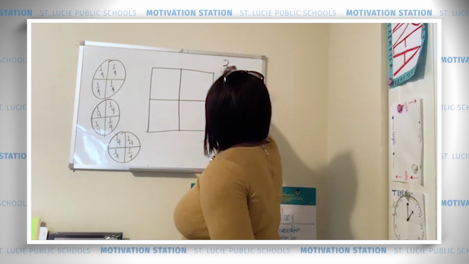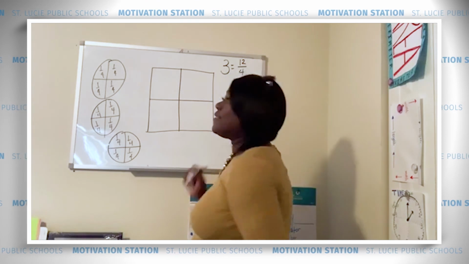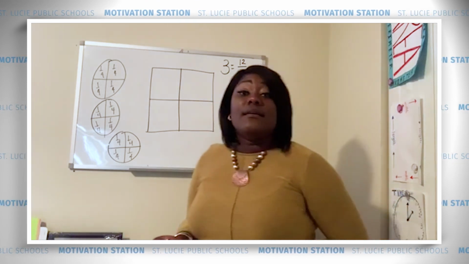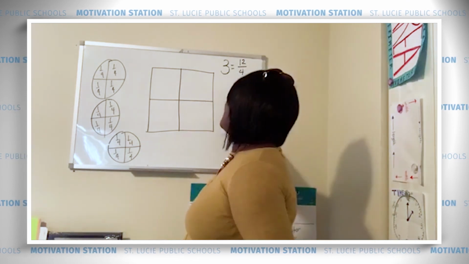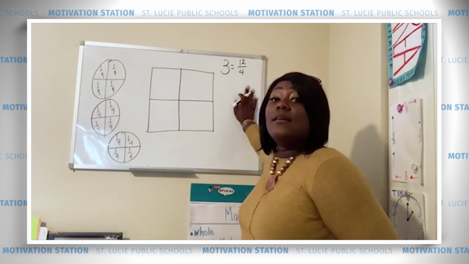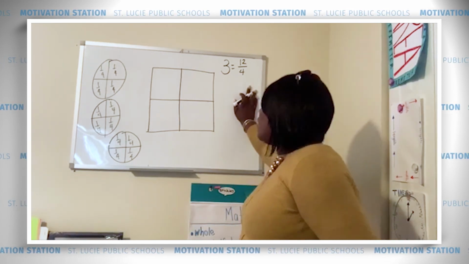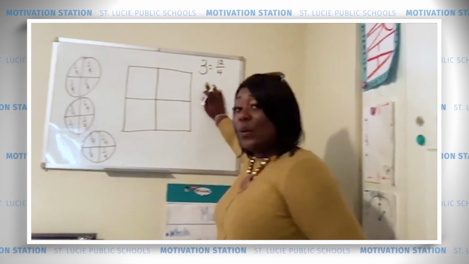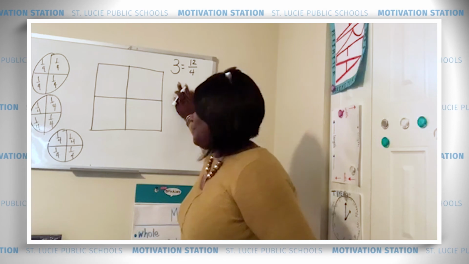I started out with three whole cookies and now I have 12/4. And they are equivalent. They may not look the same when you write it out like this, but I can take 12/4 and put them back together like a puzzle, and they will form three whole cookies. Are you with me? Good.